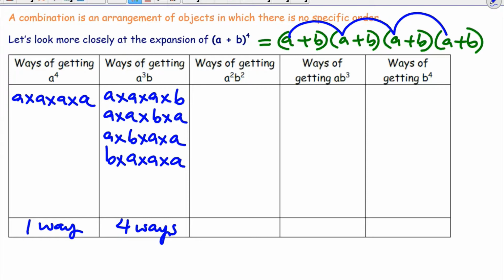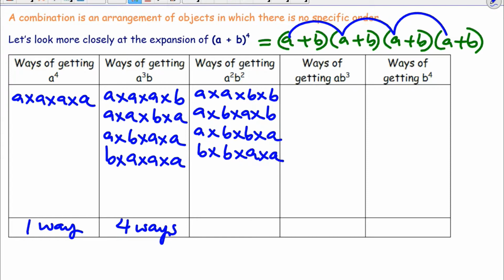Ways of getting a^2 b^2 could be a multiplied by a multiplied by b multiplied by b. Another way could be a multiplied by b multiplied by a multiplied by b. Another way could be a multiplied by b multiplied by b multiplied by a. Another way could be b multiplied by b multiplied by a multiplied by a. Another way could be b multiplied by a multiplied by b multiplied by a. Another way could be b multiplied by a multiplied by a multiplied by b. And these are 6 different ways of getting a^2 b^2.